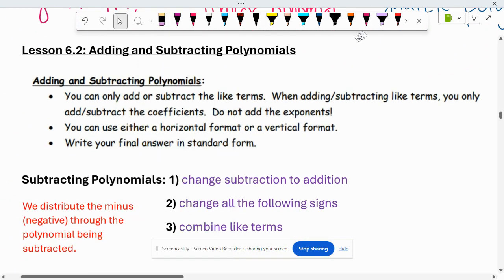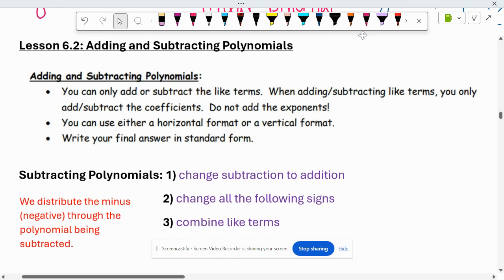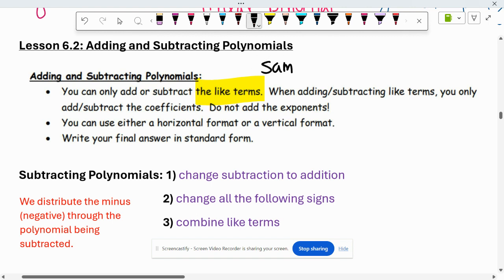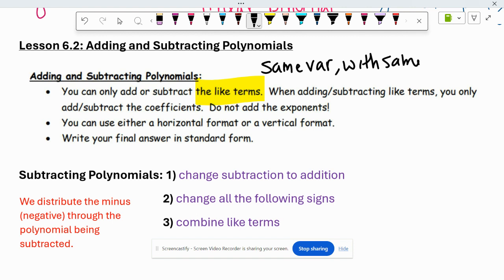A couple of things that you need to know when you add or subtract polynomials: you want to make sure that they're like terms, right? You have to make sure that you have like terms. And we said yesterday that like terms have the same variable with what? Yep, with the same exponent. So in case you forgot what a like term is, I've just reminded you. Same variable with the same exponent.